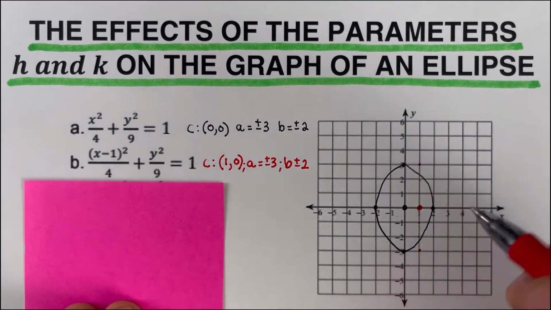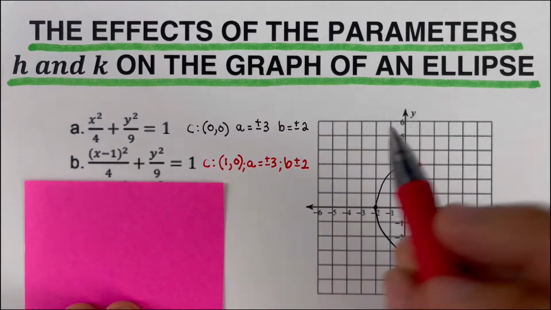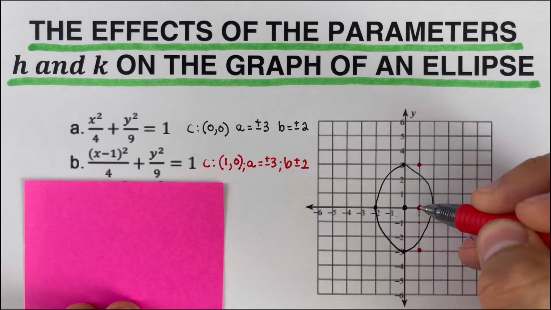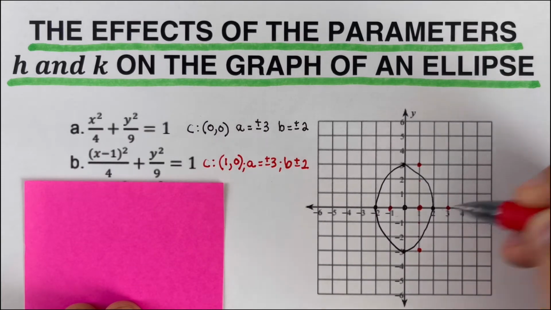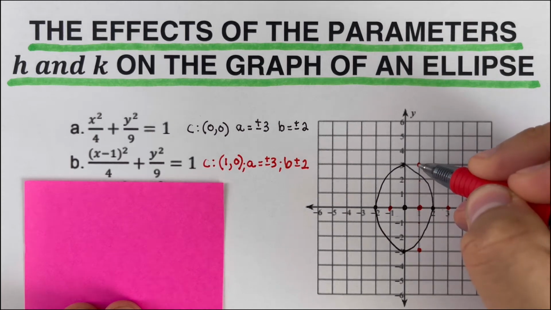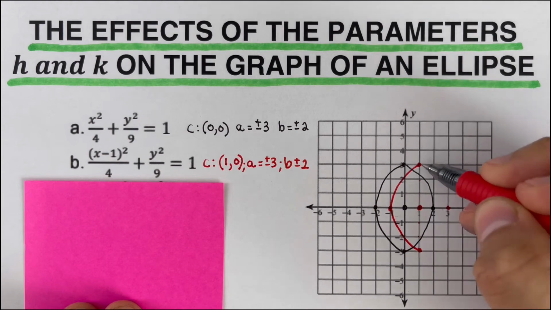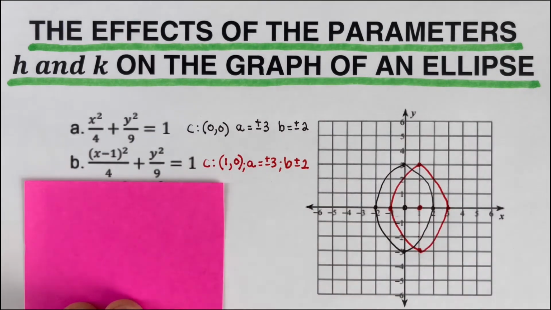And then after that, these are the two vertices. And then we have the co-vertex is located to left and right from the vertex. So 1, 2, and then 1, 2. So this is where the co-vertices are located. So I'm going to sketch the graph of the second equation. So then this is the graph of the second equation.